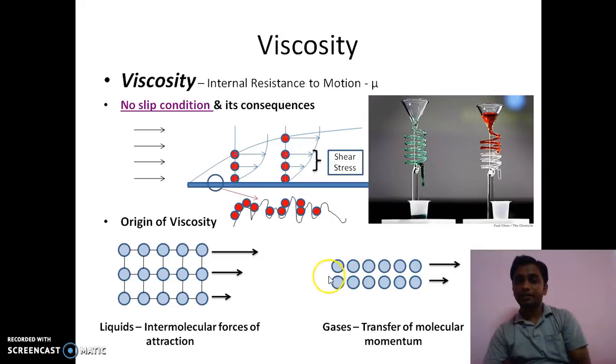again there is a development of shear stress between these two, and there is a resistance provided by one layer of a fluid to another, and this is known as viscosity. So in liquids, the intermolecular force of attraction is a significant cause of viscosity, and in gases, it is the transfer of molecular momentum. So this is nothing but momentum getting transferred from one layer to another. It is a significant momentum we have in the case of gases, which results in viscosity.